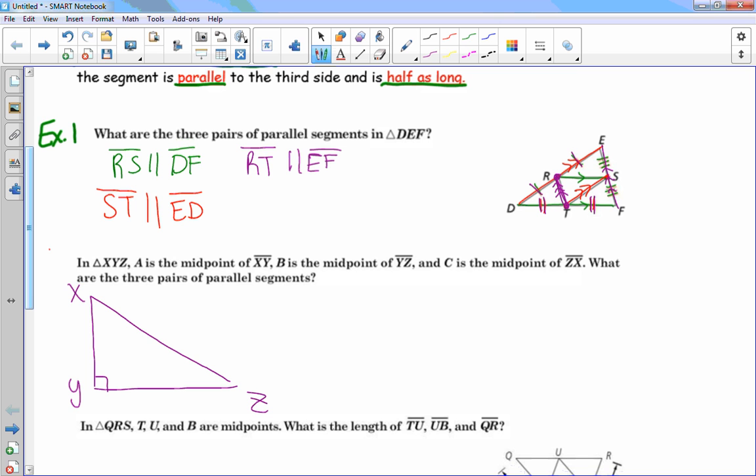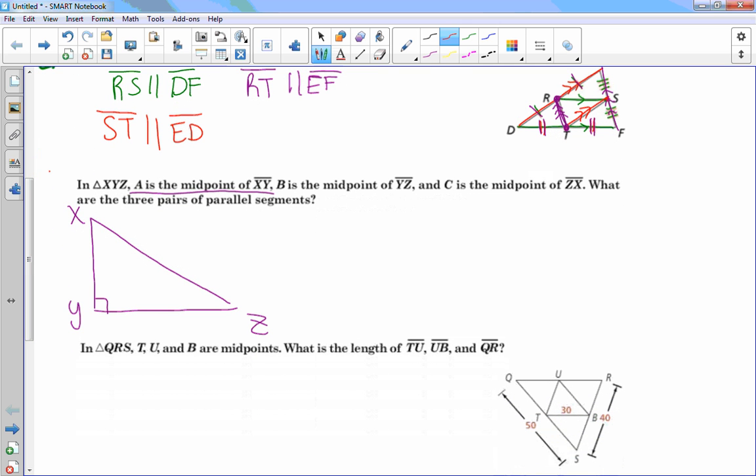It says A is the midpoint of XY. Bella, can you tell me where I can find the midpoint of XY? The middle of XY. So tell me where I hit the middle. About here? So we should label that A. Okay? B is the midpoint of what? YZ. So find the halfway point of YZ. Label that B.